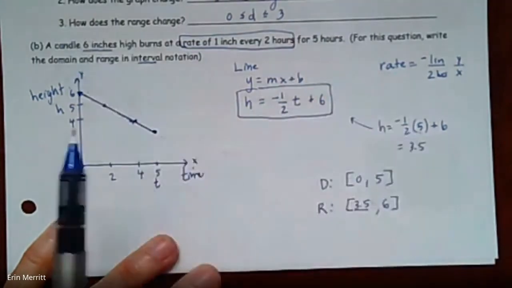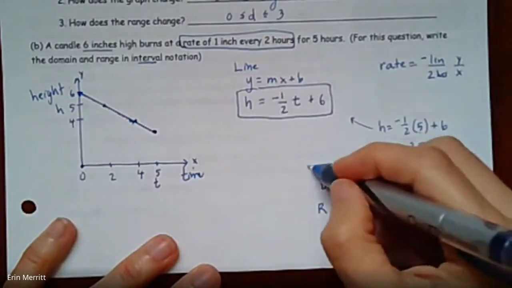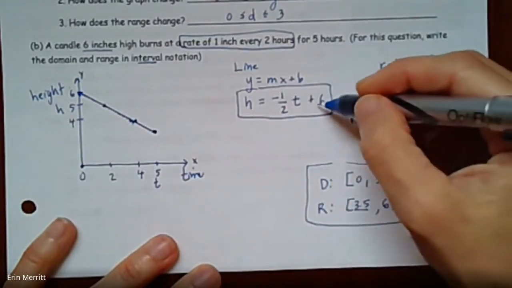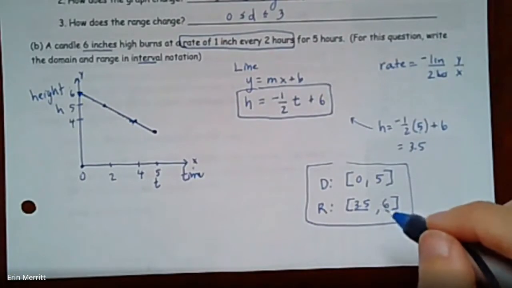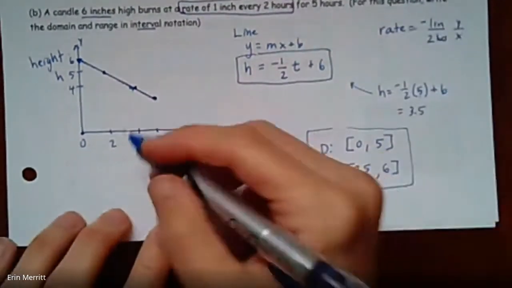So domain left to right, range bottom to top. Okay. So we've got our equation here, our domain and range there. So keep in mind, if it's decreasing, then the slope is negative.